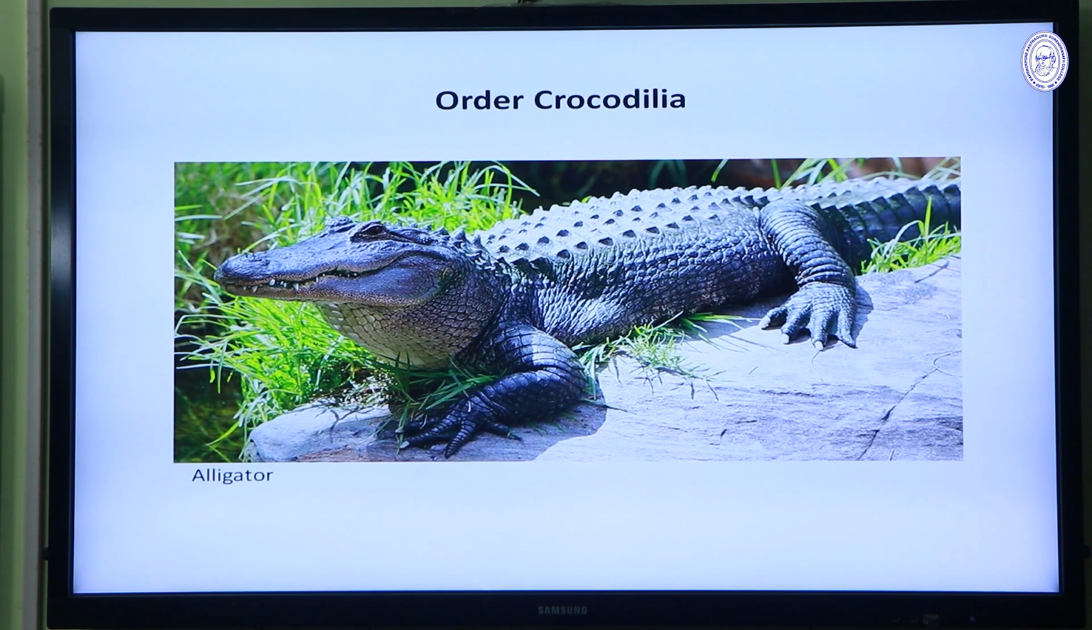The last and the most recent reptiles are crocodiles. So, order Crocodilia includes all types of crocodiles, be it alligator, caiman, crocodiles, marsh crocodiles or Gavialis, that is gharial. All are included under the order Crocodilia.